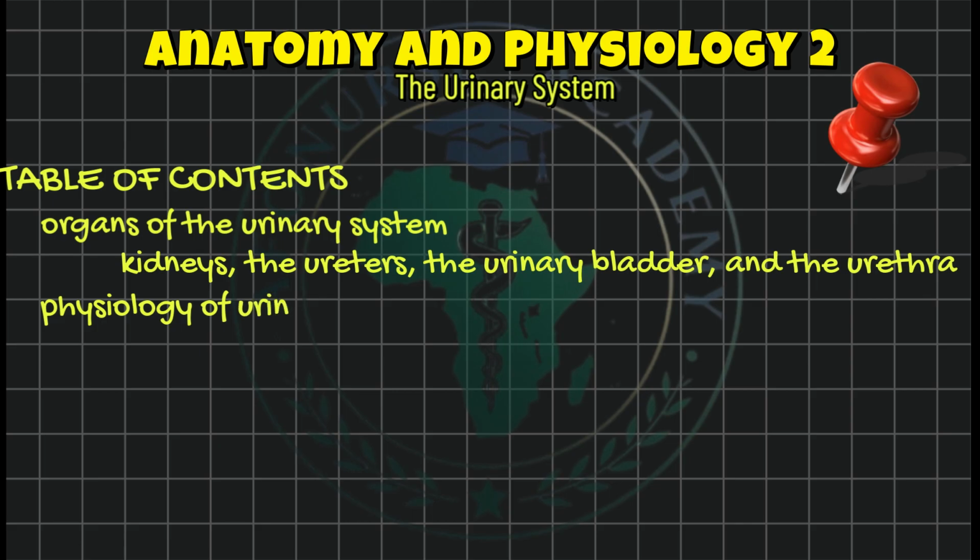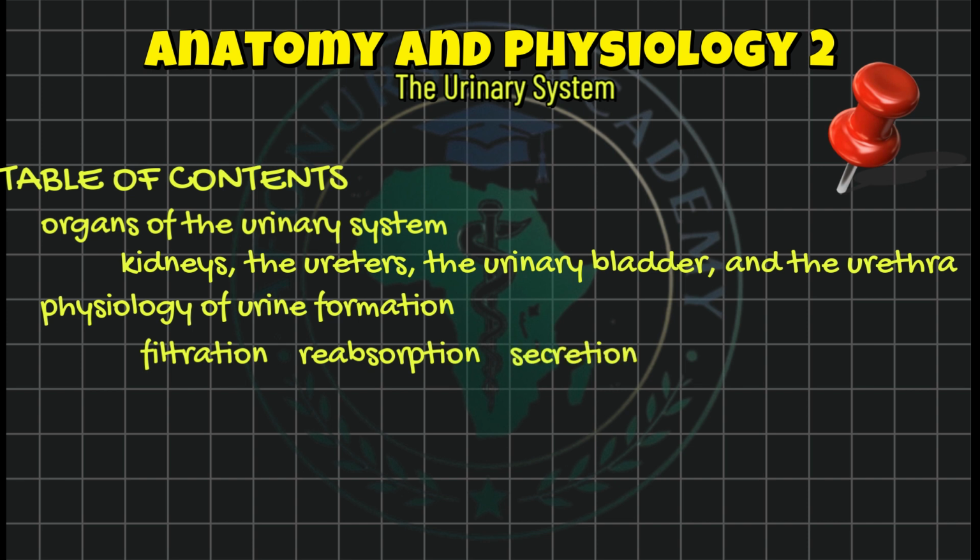Second, we're going to dive into the physiology of urine formation. This is where things get really interesting because we'll see how your kidneys, these 2 bean-shaped organs, filter about 180 liters of blood every single day and turn it into just 1 to 2 liters of urine. We'll break down the 3 main processes: filtration, reabsorption, and secretion. Don't worry if those words sound intimidating right now. By the end of this video, you'll understand exactly what they mean and why each one matters.